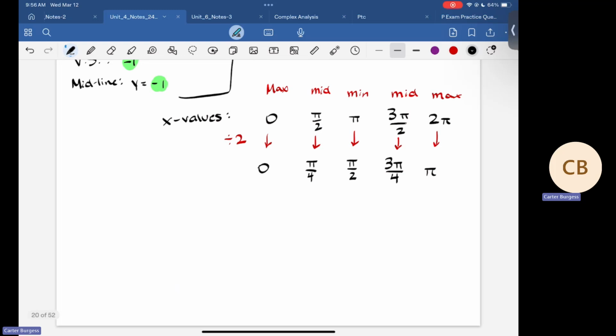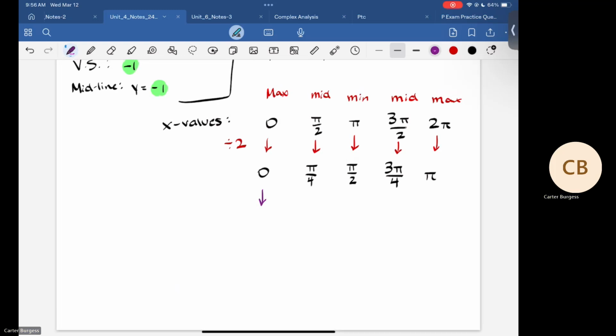Okay. So then we're going to do plus pi over 2. 0 plus pi over 2 is just pi over 2. Pi over 4 plus pi over 2, you can match the denominators. This is 2 pi over 4, so we get 3 pi over 4. Pi over 2 plus pi over 2 is pi. 3 pi over 4 plus pi over 2, I get 5 pi over 4. And then here I get 3 pi over 2.